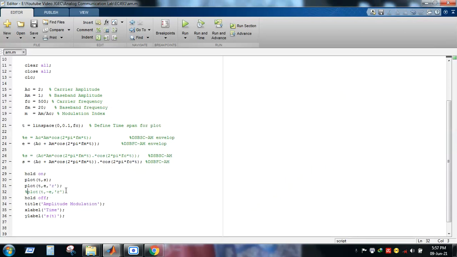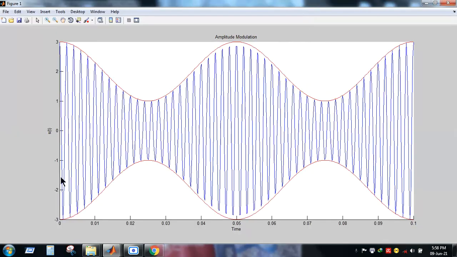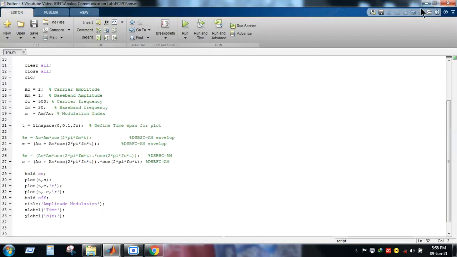Similarly, for the negative part, we are using plot(t, -e). That means it will denote this part also. Again, hold on: this instruction is used for plotting multiple graphs in the same figure. You can see that there are three plots. One is the DSBFC signal, next is the positive upper side envelope, and this is the lower side envelope. All these three plots are represented in the same figure. That's why we are using hold on.